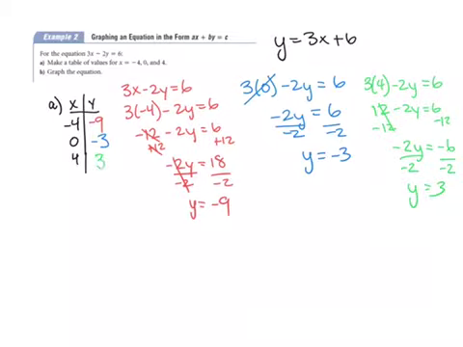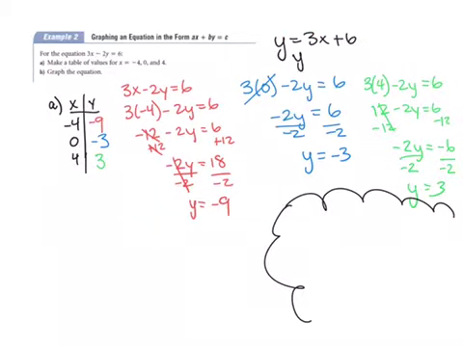Now it says to graph the equation. Before we graph the equation, I want to show you a side note here. Before you do all that plugging in and rearranging, you can actually change your equation to an equation in the form of y is equal to 3x plus 6, or what we say is y is equal to mx plus b. That's called slope-intercept form, which we'll get to later, but that's the normal form. So you can rearrange your equation to have it in that form.